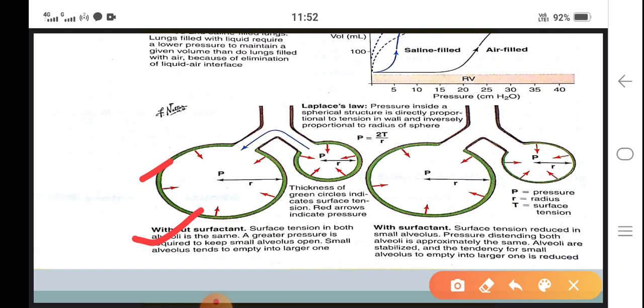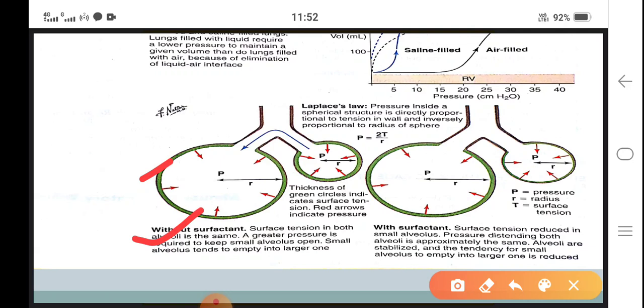Thus, one can see the importance of surfactant in reducing alveolar surface tension and therefore also reducing the effort required by the respiratory muscles to expand the lungs.